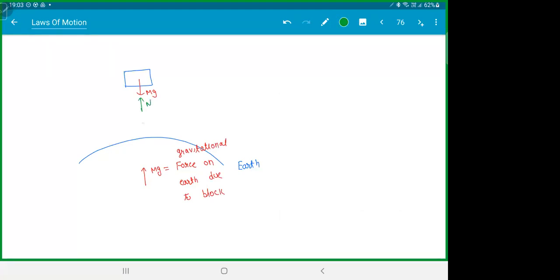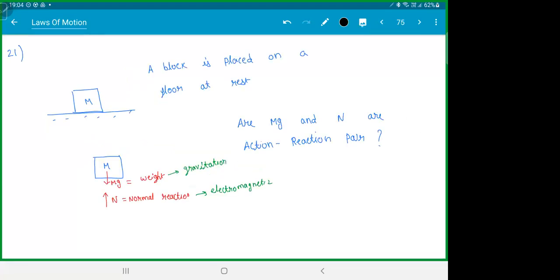This is a normal reaction. Think about it. The molecules of the block's surface and the molecules of the floor are repelling each other, isn't it? So the molecules on the floor and the molecules on the surface are both repelling each other. So these two are a pair. This is a repulsion between the molecules on the surface. These two will be a pair. N and Mg are not a pair. The answer is no for this.